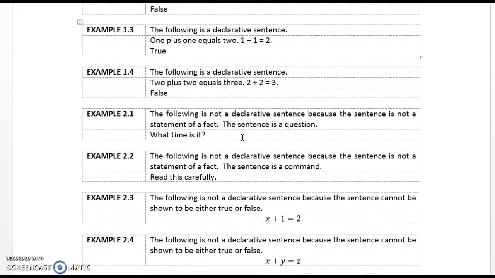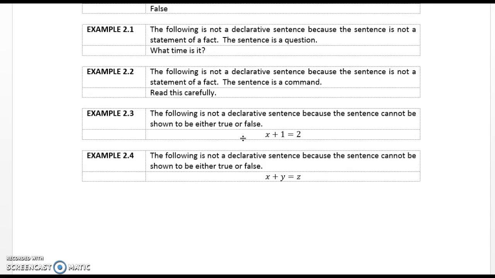Example 1.3. The following is a declarative sentence. 1 plus 1 equals 2. This statement is true. Example 1.4. The following is a declarative sentence. 2 plus 2 equals 3. The statement is false.